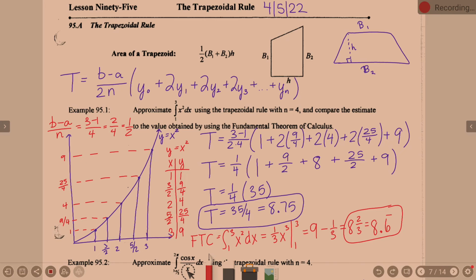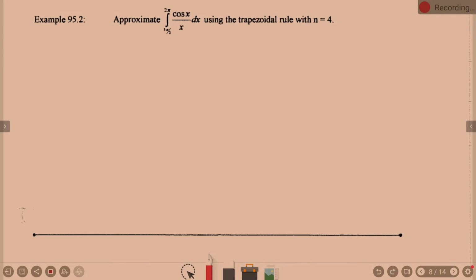Okay, one more example, right? I just have the front two. Approximate the integral from 3 pi over 2 to 2 pi of cosine x over x dx using the trapezoidal rule with n equals 4.